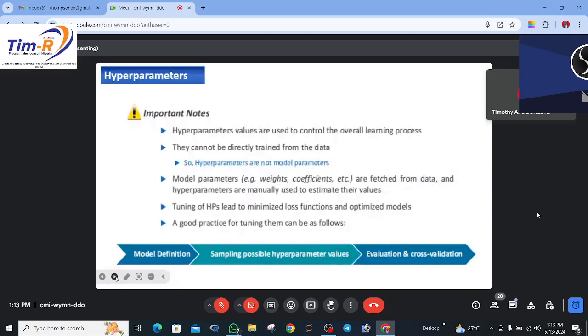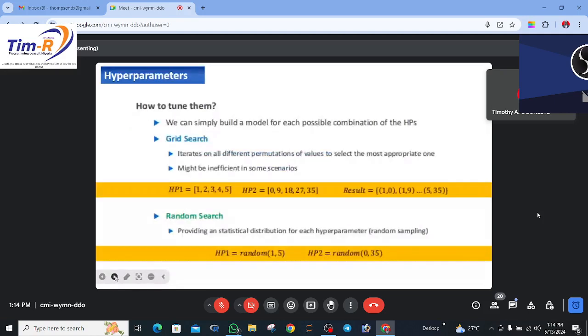So now hyperparameters, how to tune them. We can simply build a model for each possible combination of the hyperparameters, just like I said. We have different models having different values of different hyperparameters. So that's one way to do that. Another one is grid search, which iterates on all different permutations of values to select the appropriate one. So it just goes around permutating and selects the most appropriate one.